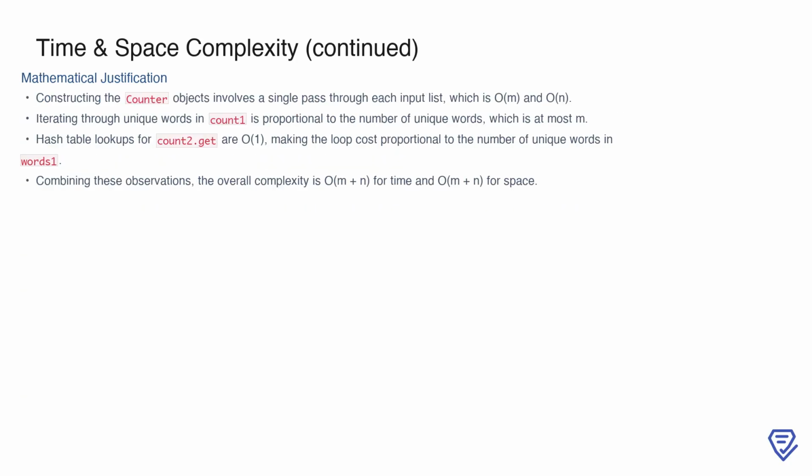We can further justify the time complexity mathematically. Constructing the Counter objects involves a single pass through each input list, which takes O(M) and O(N).